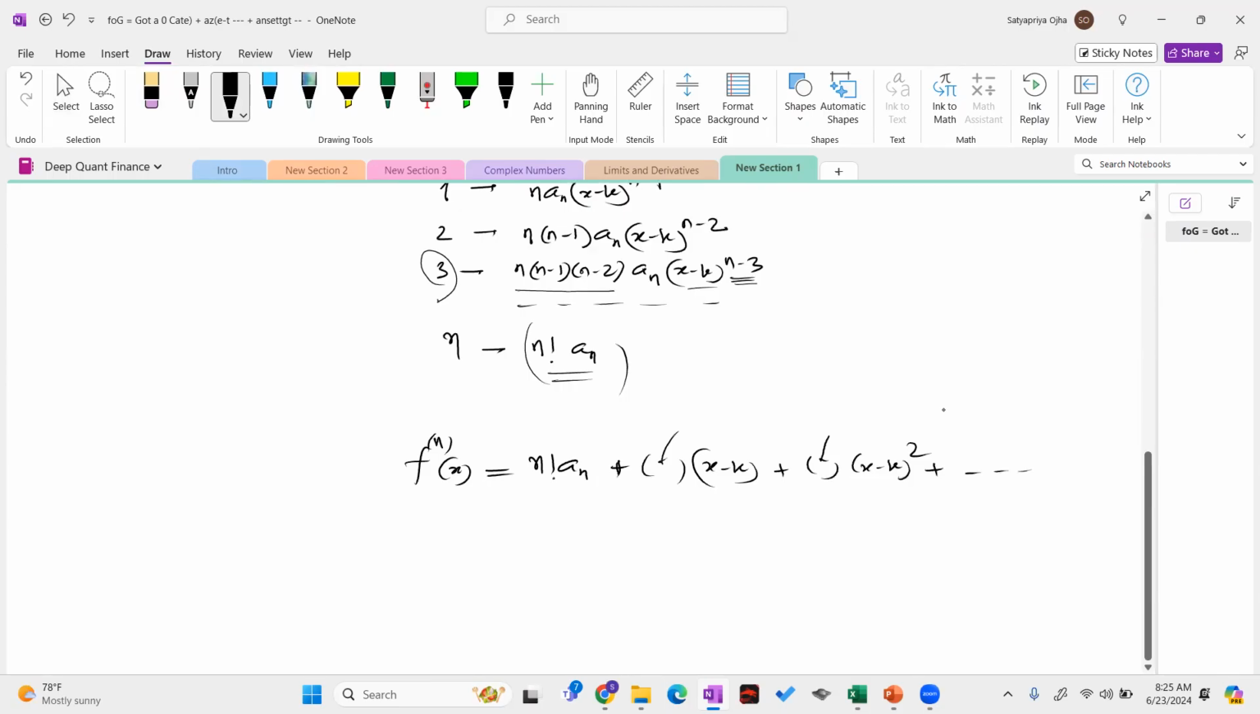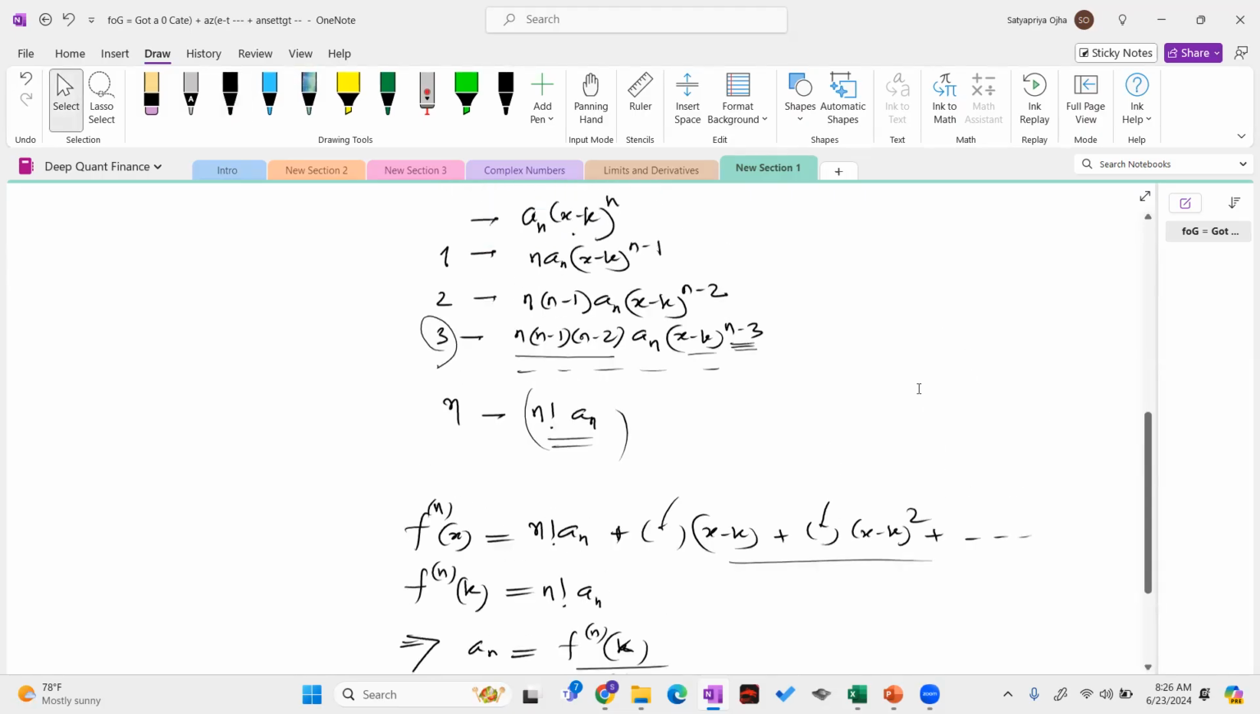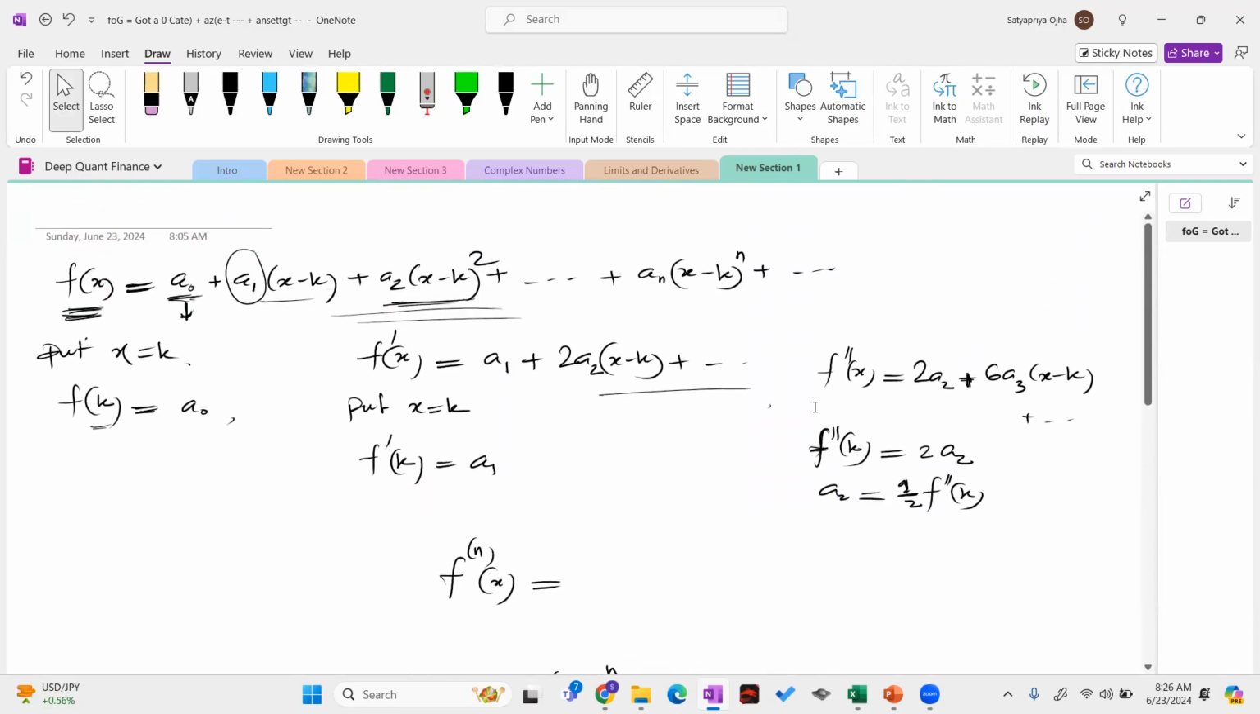And then you put x equal to k, that will give you the nth derivative of f of x at x equal to k is n factorial an. These will vanish as usual because x equal to k. And from here you get the general formula for the nth coefficient, which is the nth derivative of the function at x equal to k divided by n factorial. That's the formula. Now, any questions? This should be crystal clear to you. Let me know if you have any hiccups.